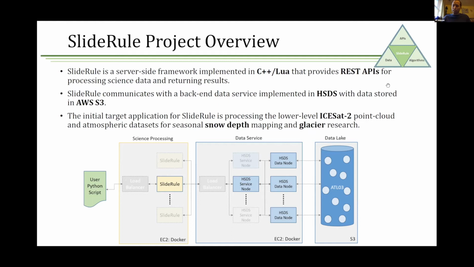And we're running in AWS, so the data is in S3, HSDS is running in EC2, and we're running in EC2. And then the communities that we're targeting first are the snow depth mapping and glacier research, both of which the higher level products aren't optimized for currently.